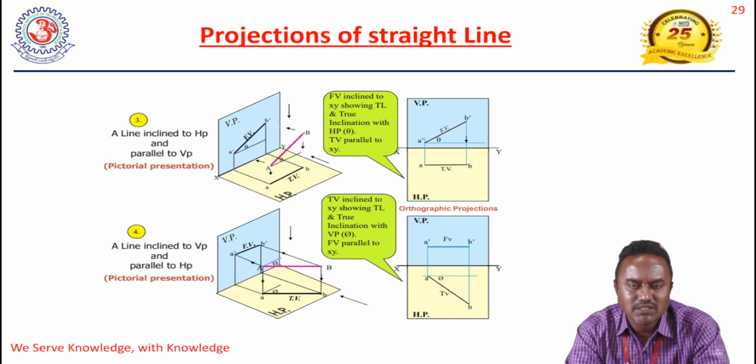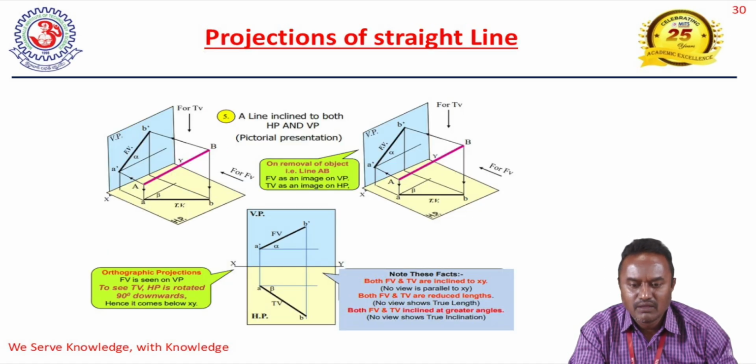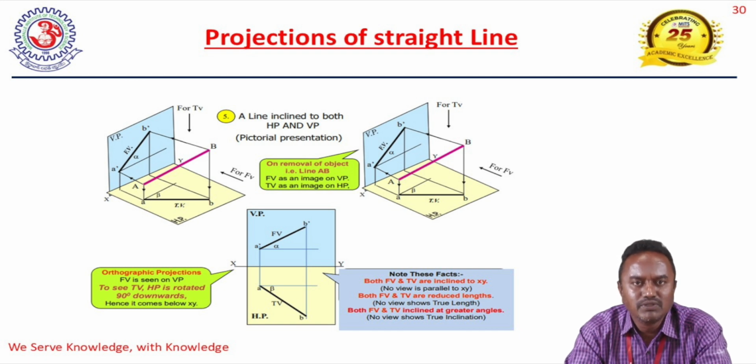So we can start the problem from the top view, then project the reduced line, and then we will get the point. And when we come to the last case, inclined to both HP and VP, in both cases we cannot see the true length. So both the front view as well as the top view are reduced in length because of the inclination.